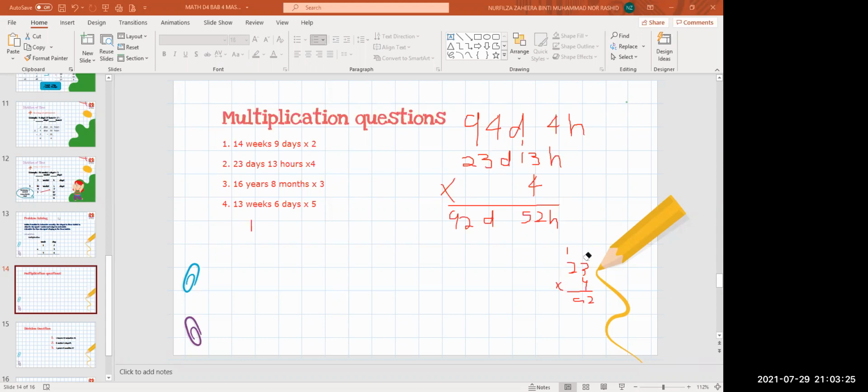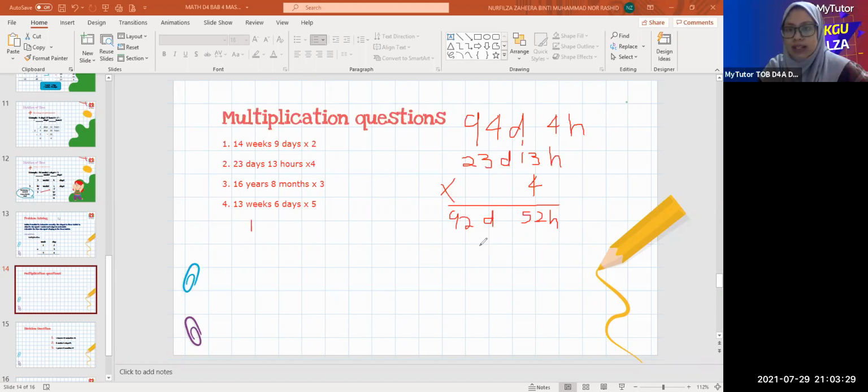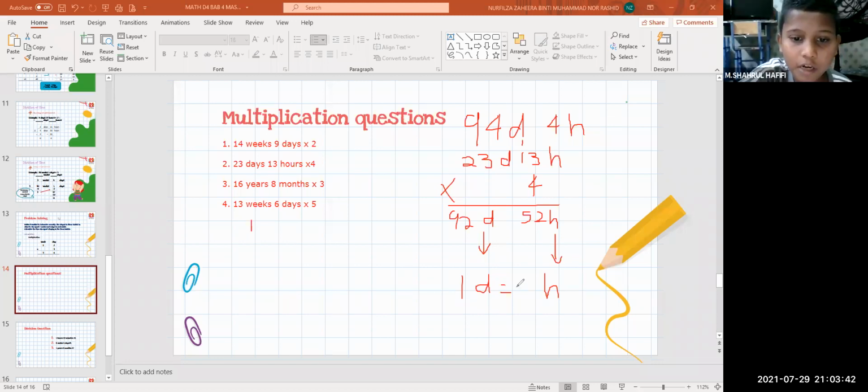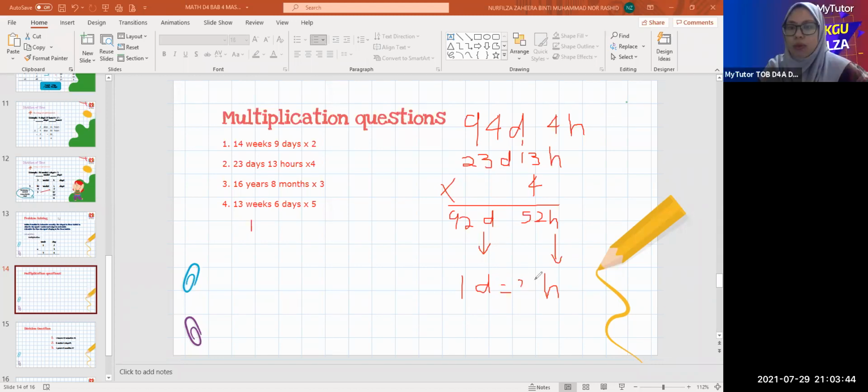Okay. Then again, what you have to do is bring down your days, bring down your hours, days and hours, evaluate your days and hours. Okay. One day, how many hours? Satu hari ada berapa jam? 24 hours. Alright, 24 hours. Okay, then when you have your 24 hours here, you check back your 52 hours. Okay, is it more? Is this answer more than 24 or less?